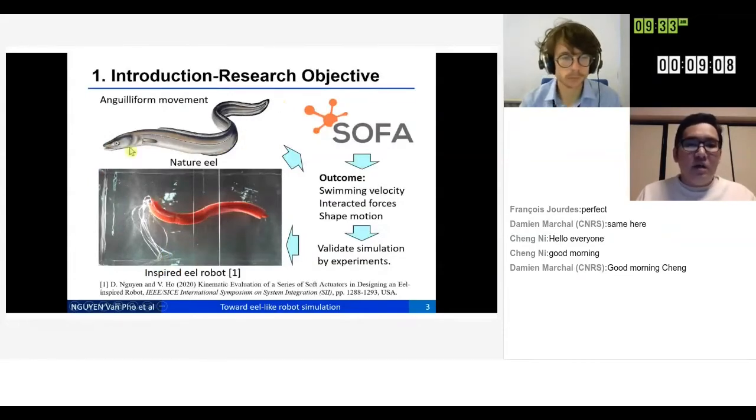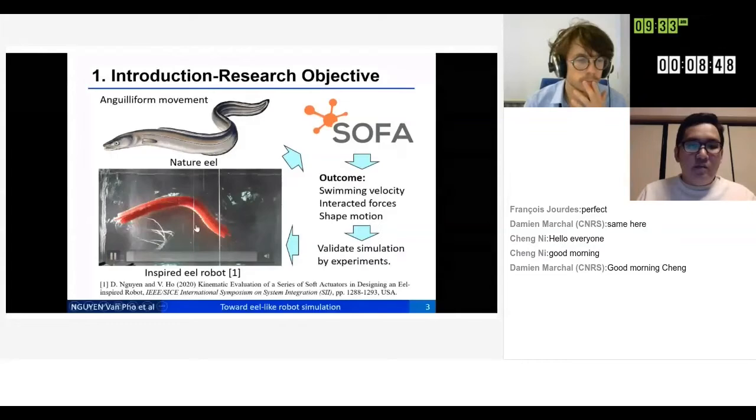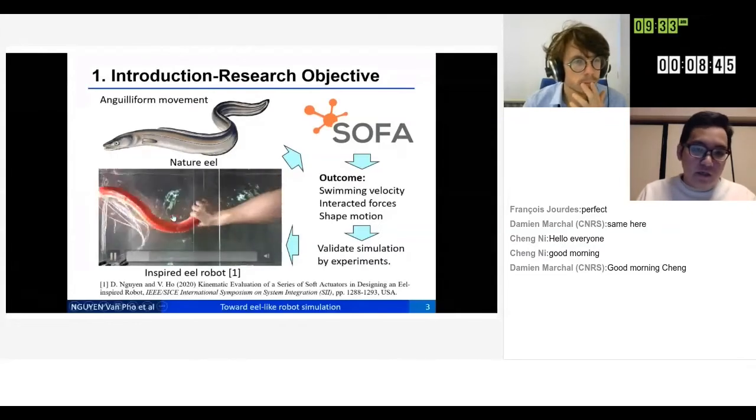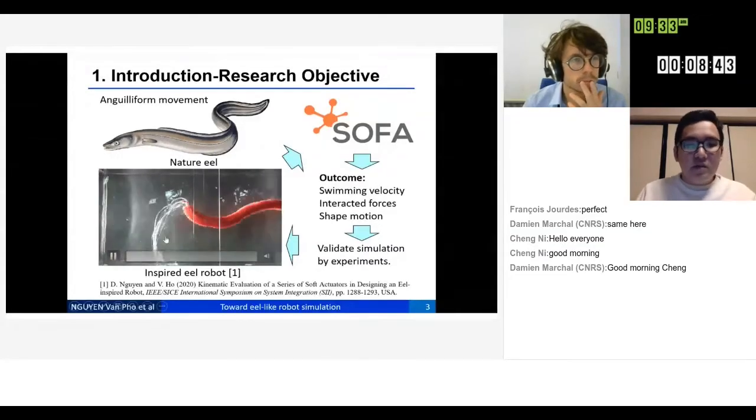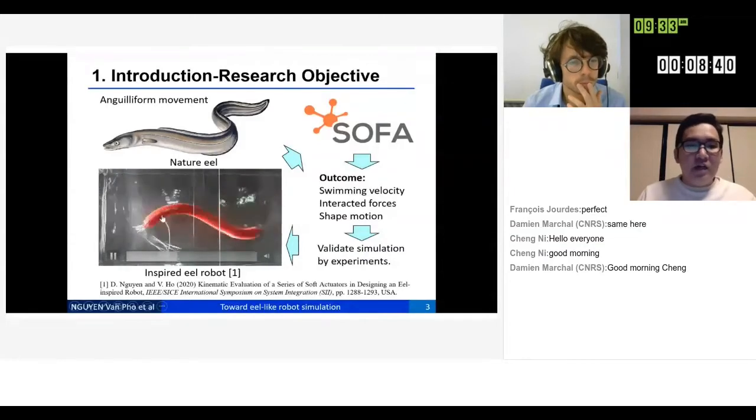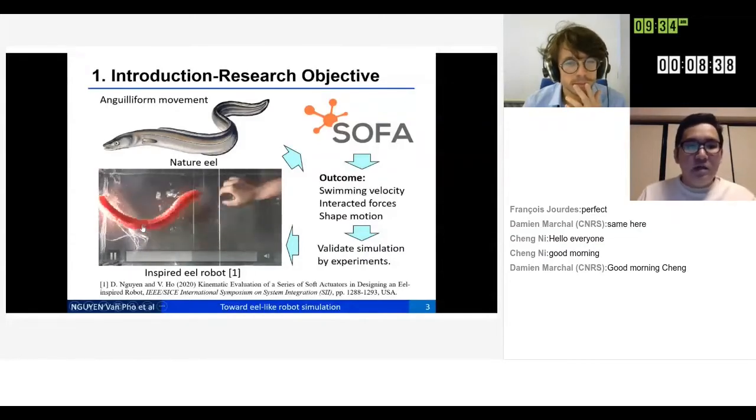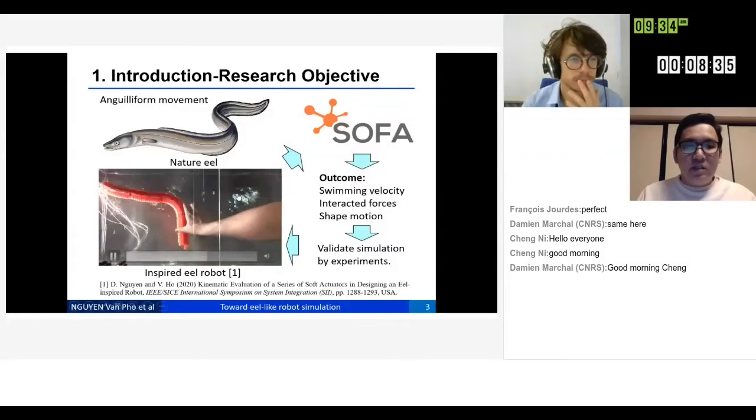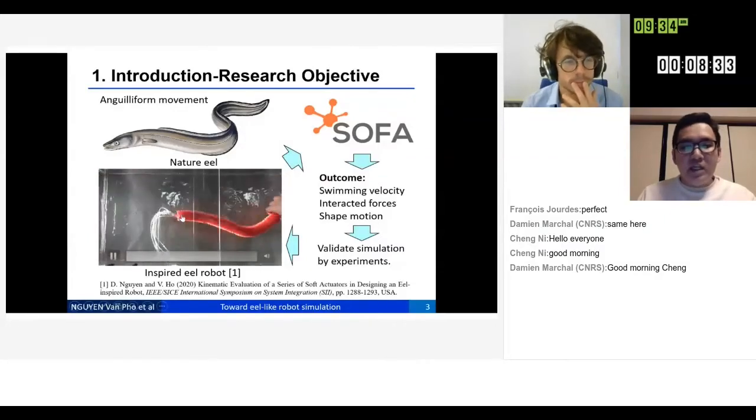In nature, an eel can have a uniform movement thanks to the interaction between its body and the surrounding fluid environment. Inspired by this swimming mechanism, we designed a soft robot which can swim underwater. This robot is expected to generate a friendly interaction with its surrounding environment, such as in human interaction.